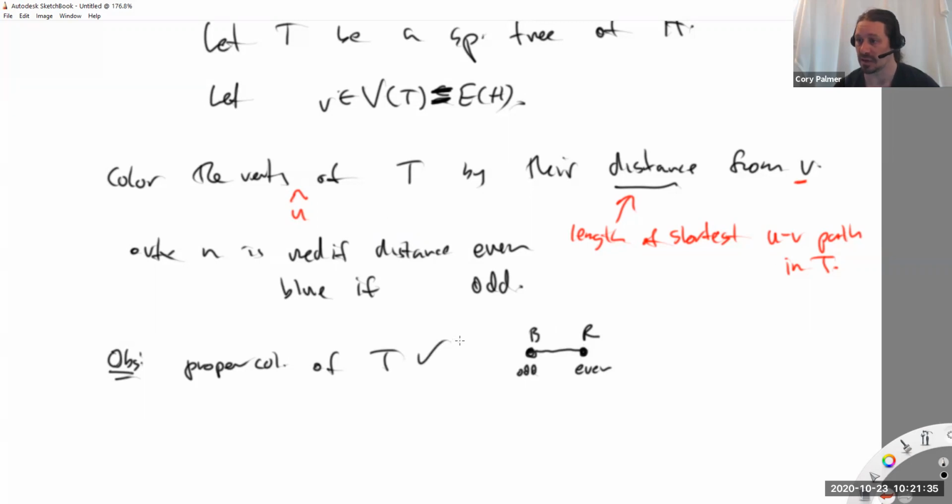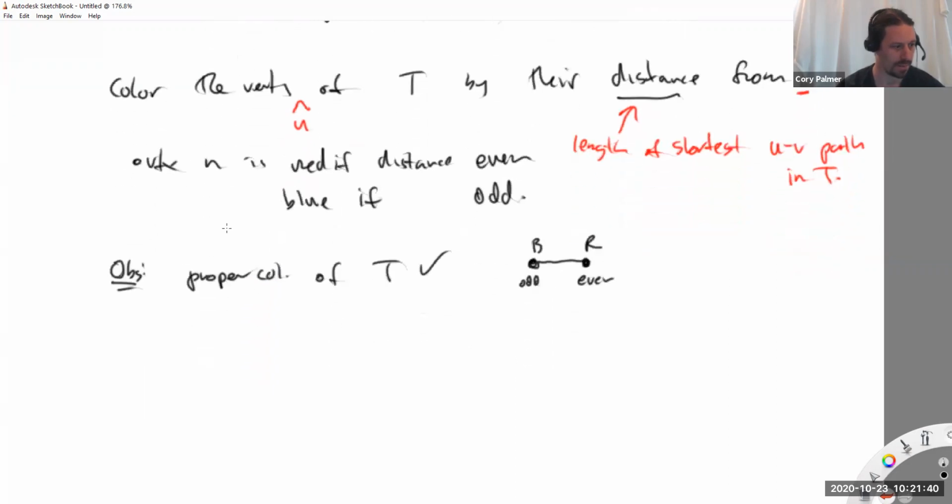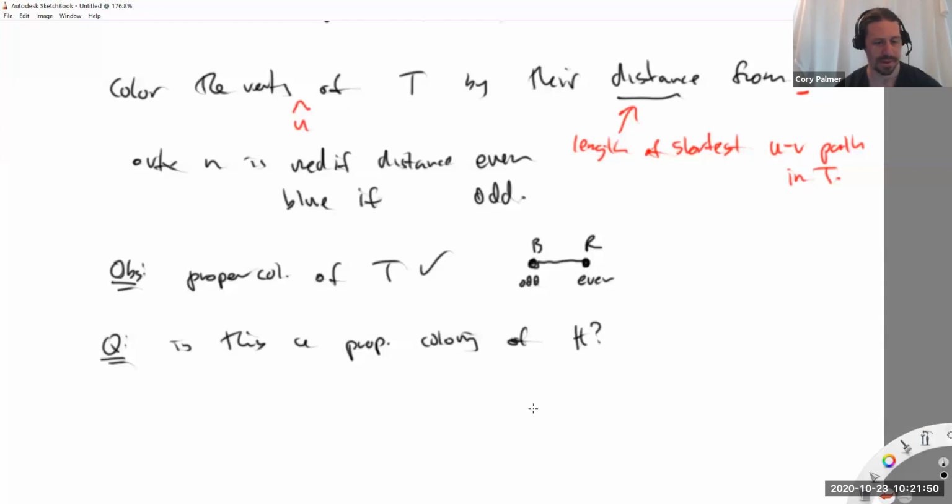The question is, is it a proper coloring of H? Because H has additional edges. Okay. So let's question, is this a proper coloring of H? Okay. Right. So when I add back in the edges, do I still maintain the property that there's no monochromatic edge? Sometimes we say there's no edge with red vertices on both ends or blue vertices on both ends. So suppose not.